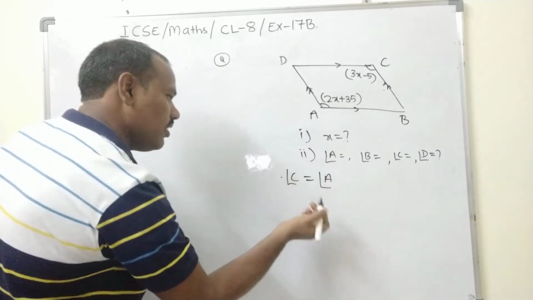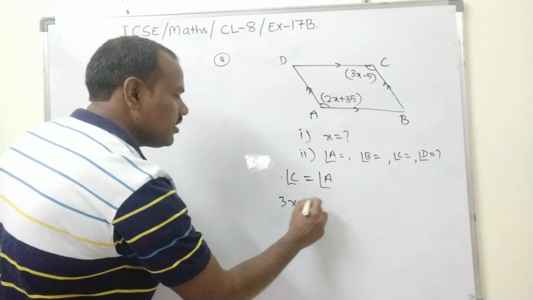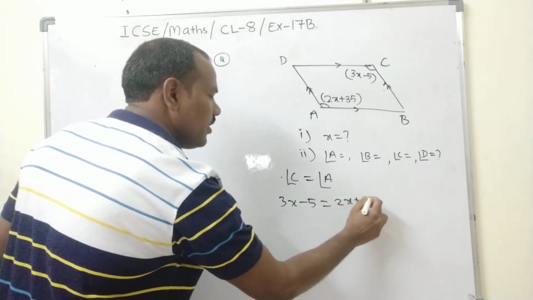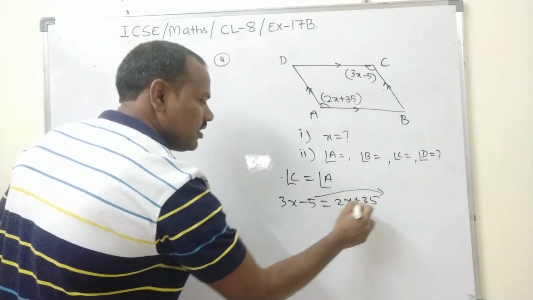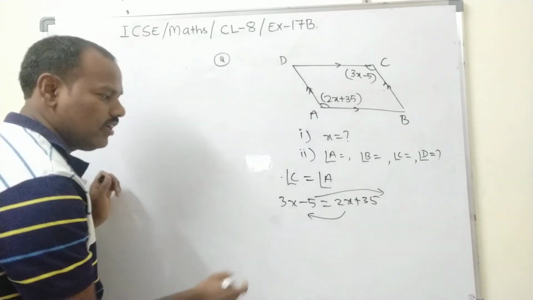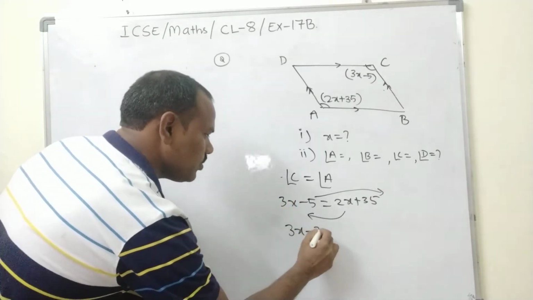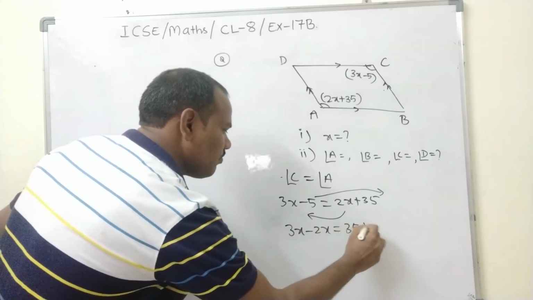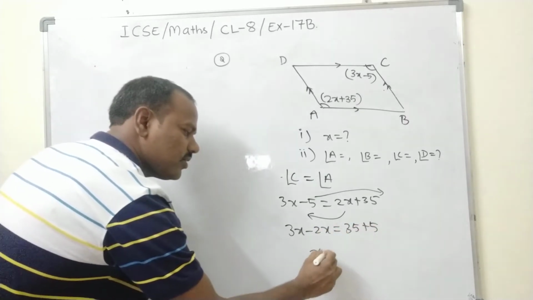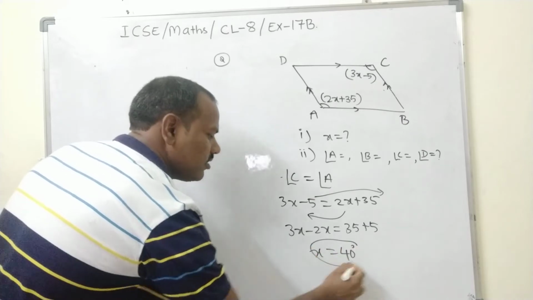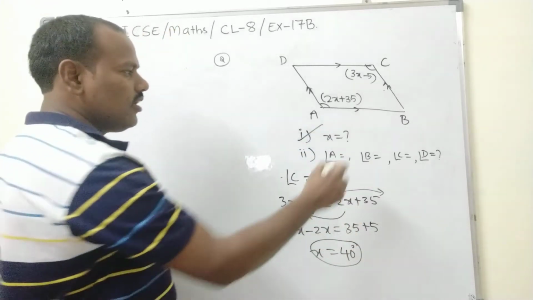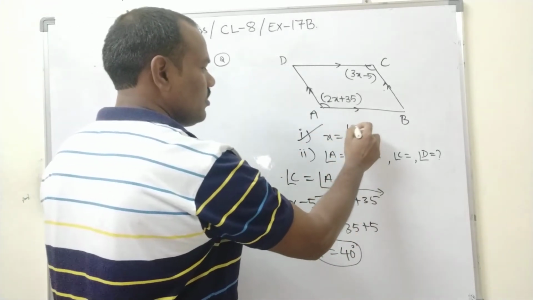Okay? Anyway both are equal. So 3x minus 5 equal to 2x plus 35. Transpose 5 to the right side and 2x to the left side, because it is a linear equation. So 3x minus 2x equal to 35 plus 5. 3x minus 2x equal to x. X is equal to 40 degrees. Come on, first one is completed. So therefore answer is 40 degrees.